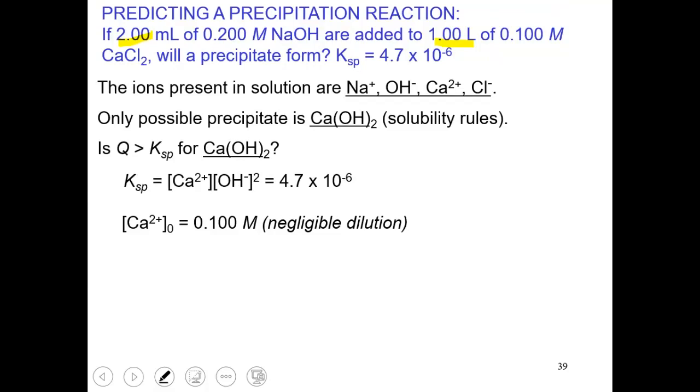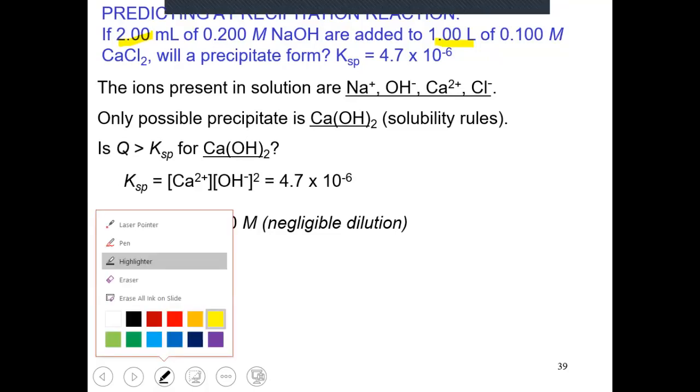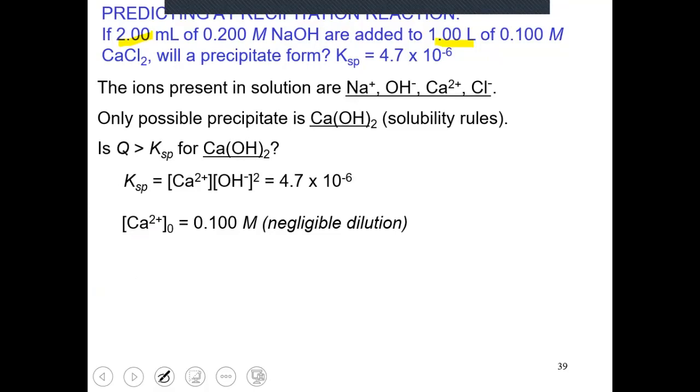Now, the hydroxide ion doesn't work that way. We have to use our good friend, the dilution formula, right? So we had to calculate the hydroxide ion concentration here, right? So that should be 2 milliliters of 0.2, right?